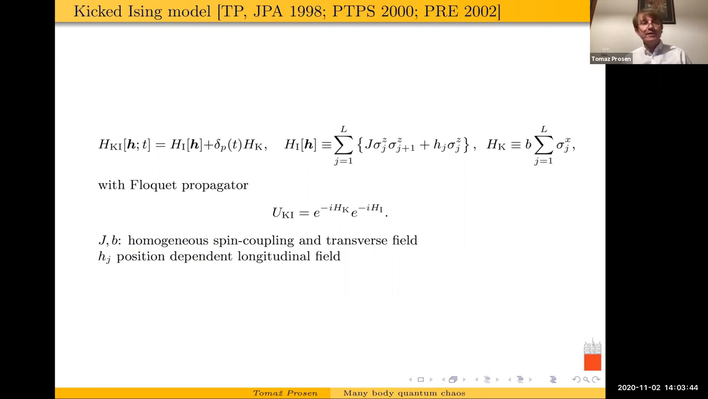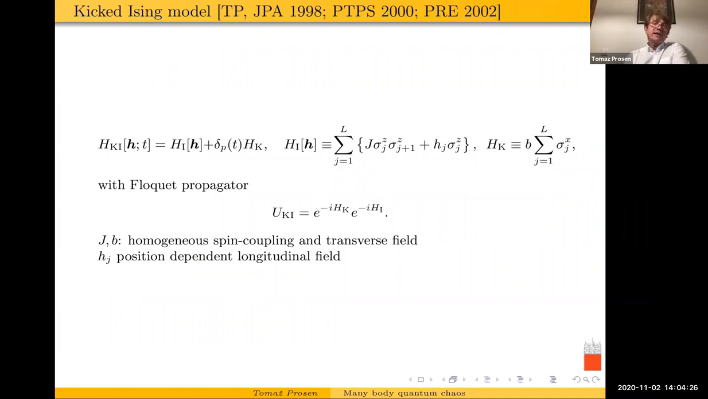So let's now precisely define this kicked Ising model. For the next 10 minutes, maybe, we treat this class of models. These are spin chains, basically like classical Ising models, which are perturbed or kicked by a transverse field. They are driven in terms of periodic delta kicking, so that the Floquet operator, the time ordered product, is simply a composition of two exponentials, two propagators. One is generated by the free Ising model, and the other is the kick. So it's really a very simple model.